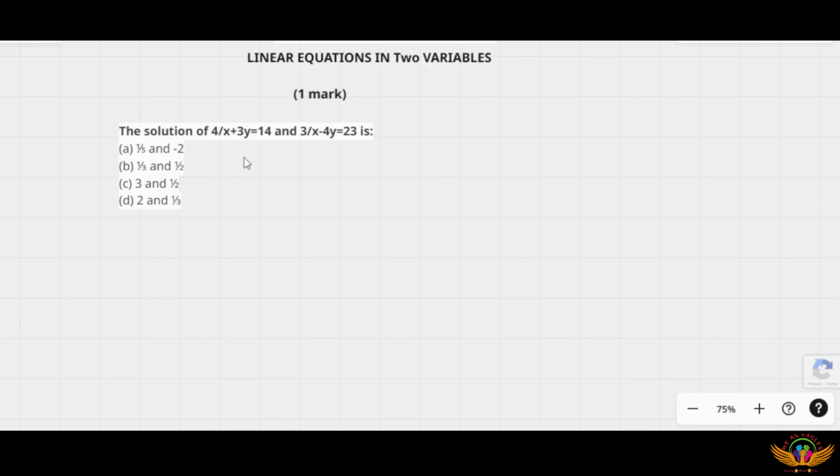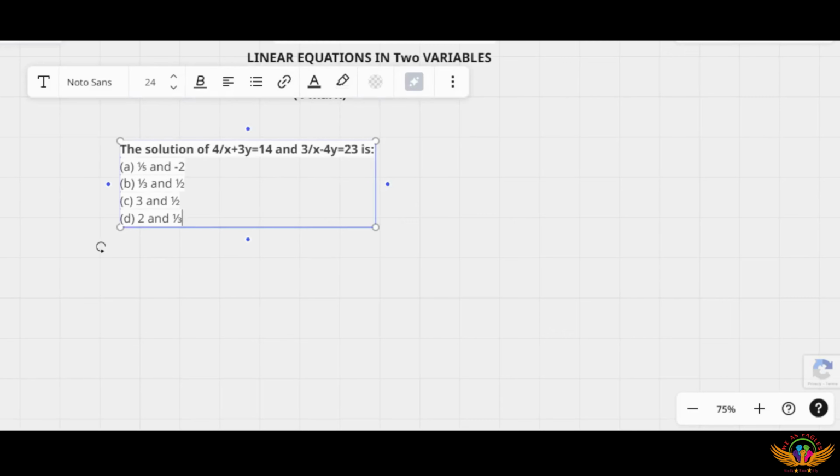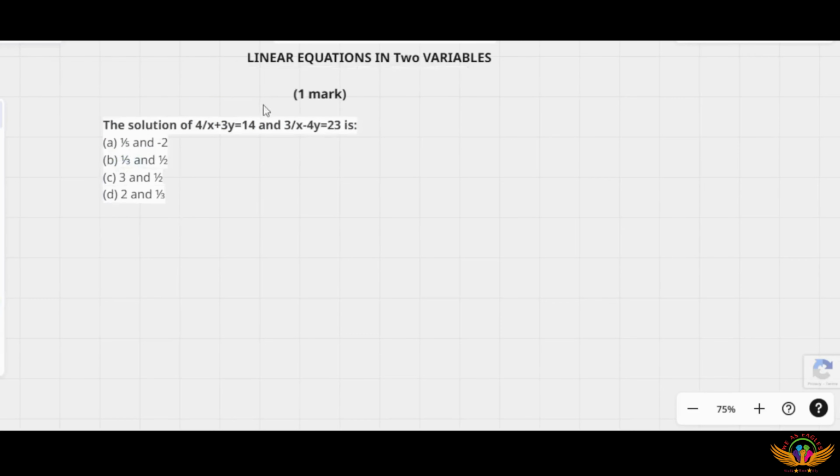So let us assume that this 1 by x will be a separate variable, and then it will be easy for us. So let us assume that 1 by x is equal to m. Okay, here also 1 by x is there, and here also 1 by x is there.